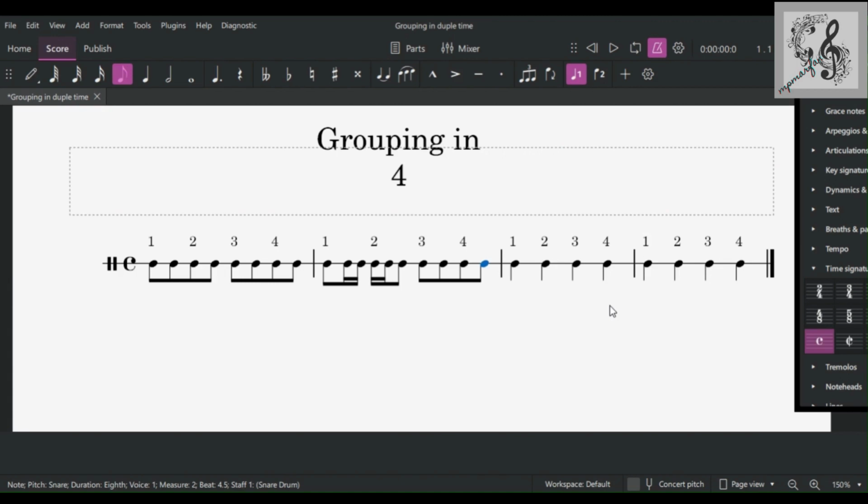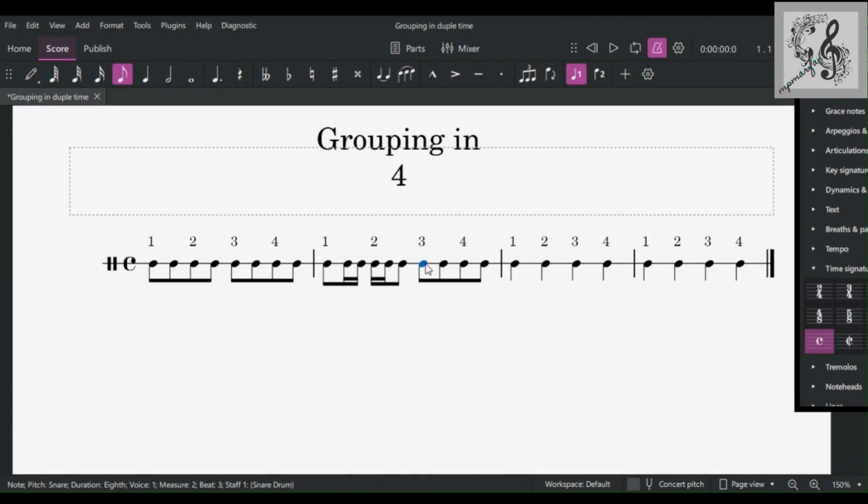So that's it in a nutshell. Grouping in 2s, you separate the counts. Grouping in 3s, you separate the counts. If you happen to be in 3/8, you join everything. Everything that is an 8th note and below, you join everything. And when you're in grouping in 4, and you have consecutive quavers, you group quavers 1 and 2 with each other, quavers 3 and 4 with each other. If you have anything less than a quaver or 8th note, then you separate it into their counts.